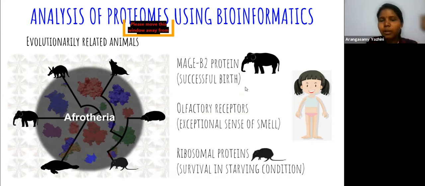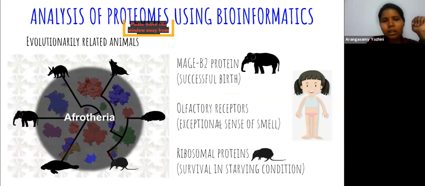And when we look into what people already know about this protein, we see that it also helps in successful birth. We know that the elephant spends 18 to 22 months, nearly 2 years, to give birth to a baby. If it spends so much time, it requires a very rigorous mechanism to have a successful birth. So MAGE-B2 being higher in number could probably help increase successful birth.